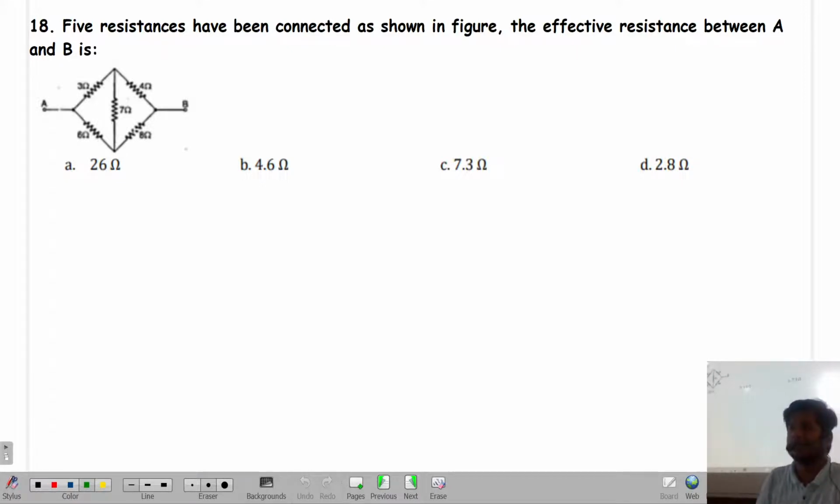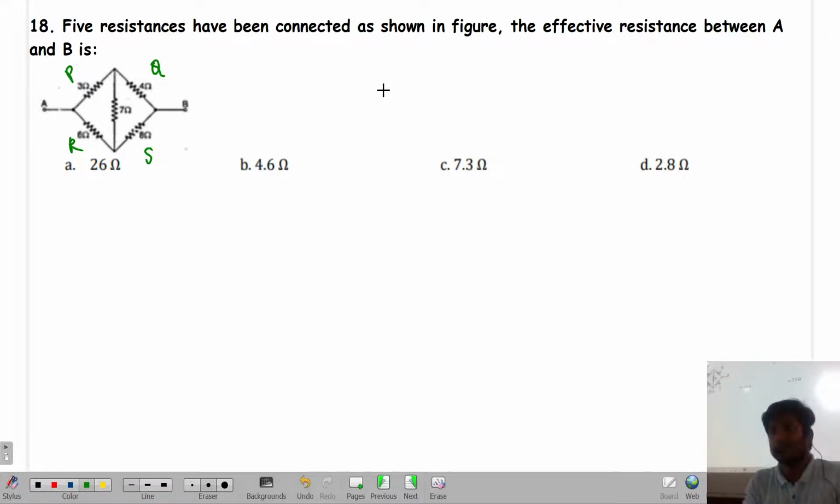Question number 18. Can you do it? It says five resistances are being connected as shown in the figure. Now here you can apply the Wheatstone bridge principle. First check whether it is a Wheatstone bridge or not. So what is that condition? Let's suppose this is P, this is Q, this is R, this is S.